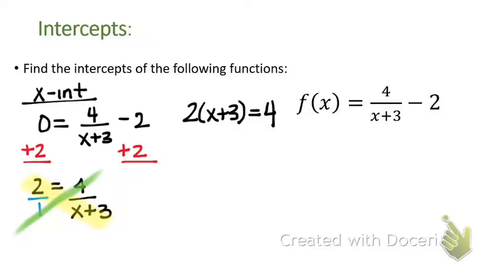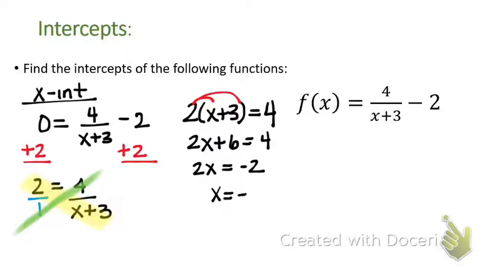So I'm gonna distribute because I think that's what most of you would do. That gives you 2x plus 6 equals 4. Subtract the 6: 2x equals negative 2. Divide by 2, you get x equals negative 1. So your x-intercept would be at (-1, 0). So that is my x-intercept. Who had that for their x-intercept? Good. Now go ahead and find your y-intercept.